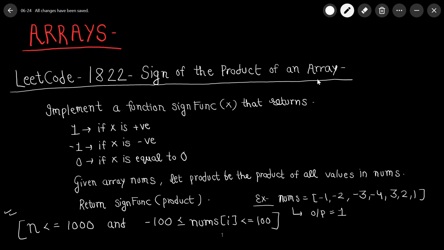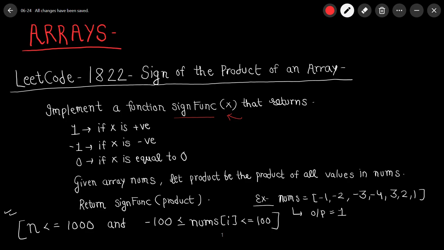Hi everyone. We will be solving LeetCode 1822 today. It's called sign of the product of the array. In this question, we need to implement a function sign func which takes x as a parameter and returns 1 if x is positive, minus 1 if x is negative, and 0 if x is equal to 0.